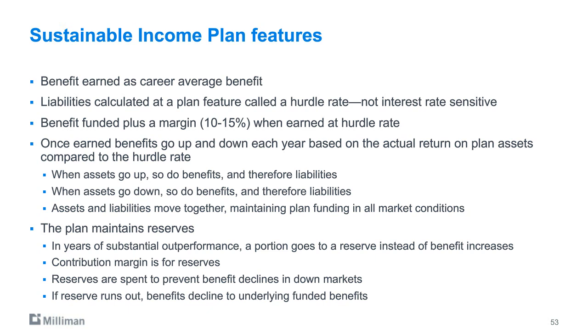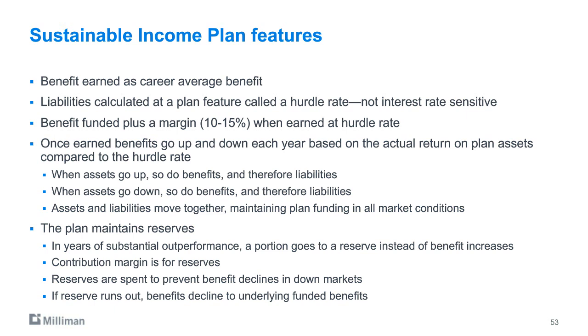So the benefits in a sustainable income plan and in a variable plan are earned on a career average basis, so not a final average earnings, but career average earnings. The liabilities are calculated at a plan feature called a hurdle rate. The hurdle rate is generally set between 4 and 5%, and because the liabilities are going to be calculated at that hurdle rate, the plan is no longer interest rate sensitive. And so all of that volatility you see in the liability calculations goes away. In addition, they're going to fund a margin on the value of benefits accruing. So each year a contribution is made that funds the benefits plus a margin.